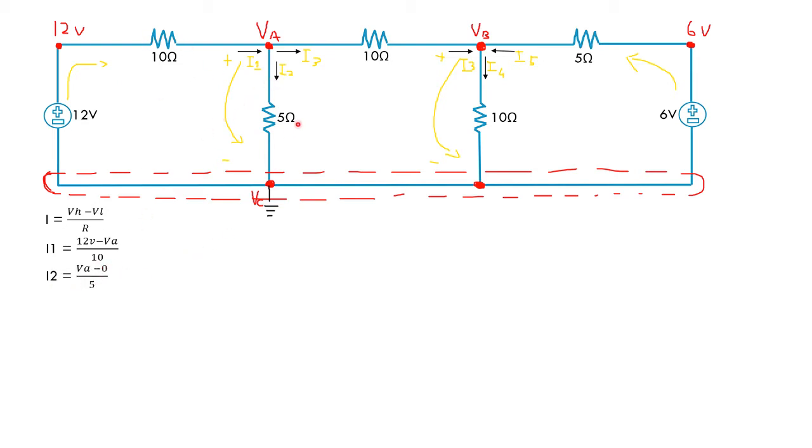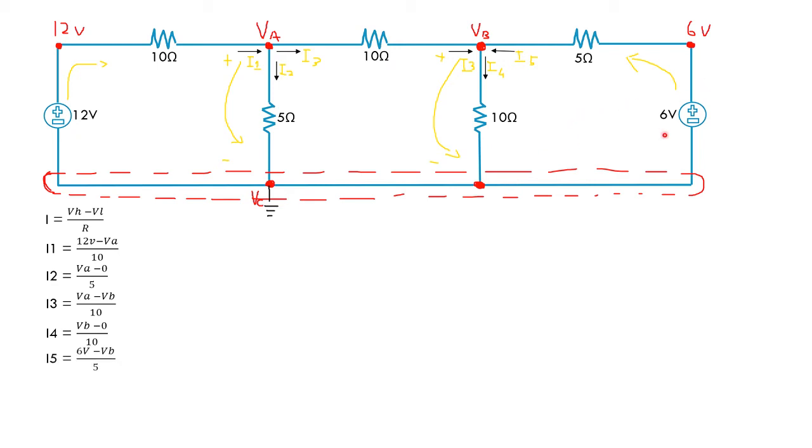For I2, the current will go from VA to the reference node, and divided by the resistor, which is 5. For I3, because the current flows from VA to VB, we need to put VA minus VB and divide by the resistor, which is 10. For I4, the current from VB goes through to the reference node and is divided by the resistor, which is 10.